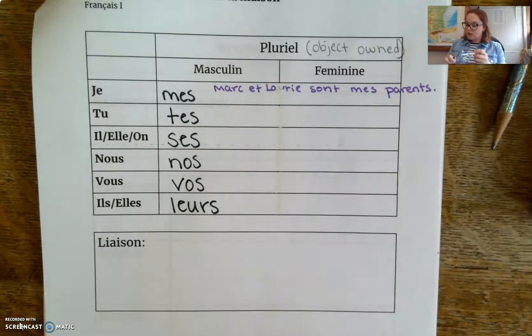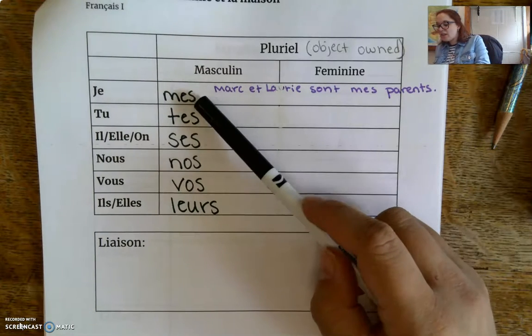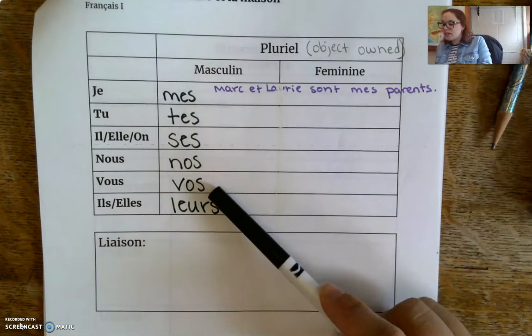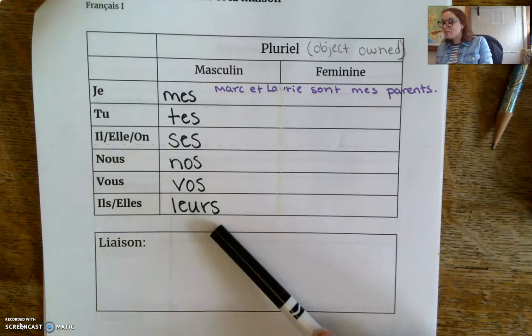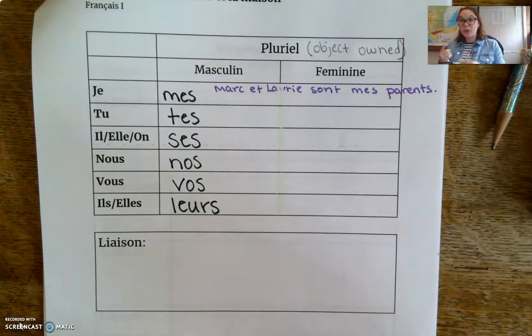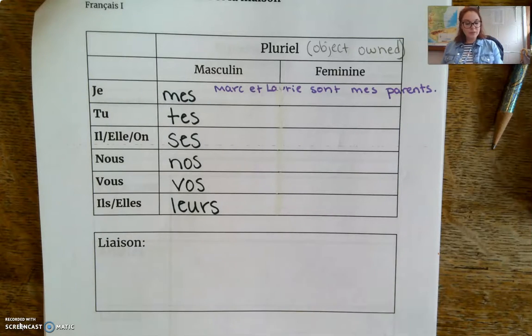And you have the S there to show that it's plural. So you can see that all of these possessive adjectives have an S at the end because the thing you own is plural. And because these are adjectives, they have to match that object owned in gender and number.